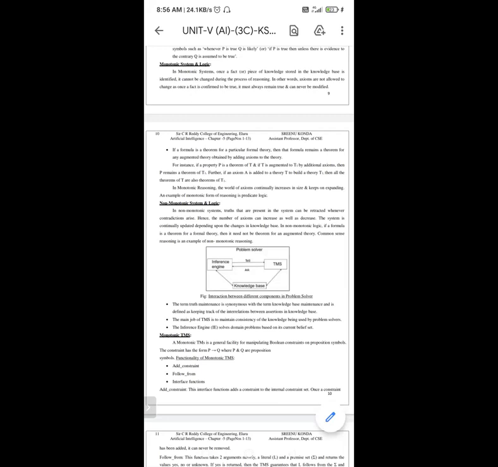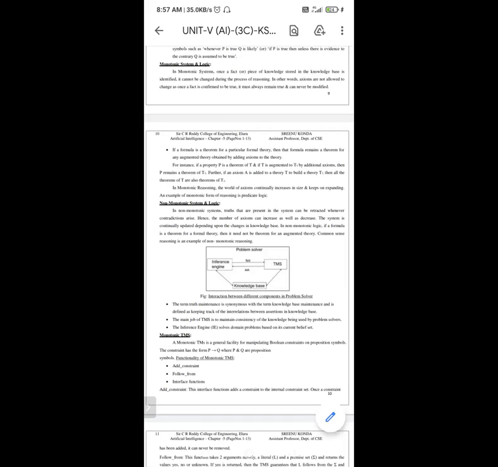Next, the term truth maintenance is synonymous with the term knowledge base maintenance, and is defined as keeping track of the interrelations between assertions in the knowledge base. Whenever a particular knowledge is to be added to the knowledge base, the knowledge base maintenance or the truth maintenance acts the same. It keeps track of the interactions between the assertions in the knowledge base. That means whenever a particular knowledge is added to the knowledge base, it keeps track of that knowledge.